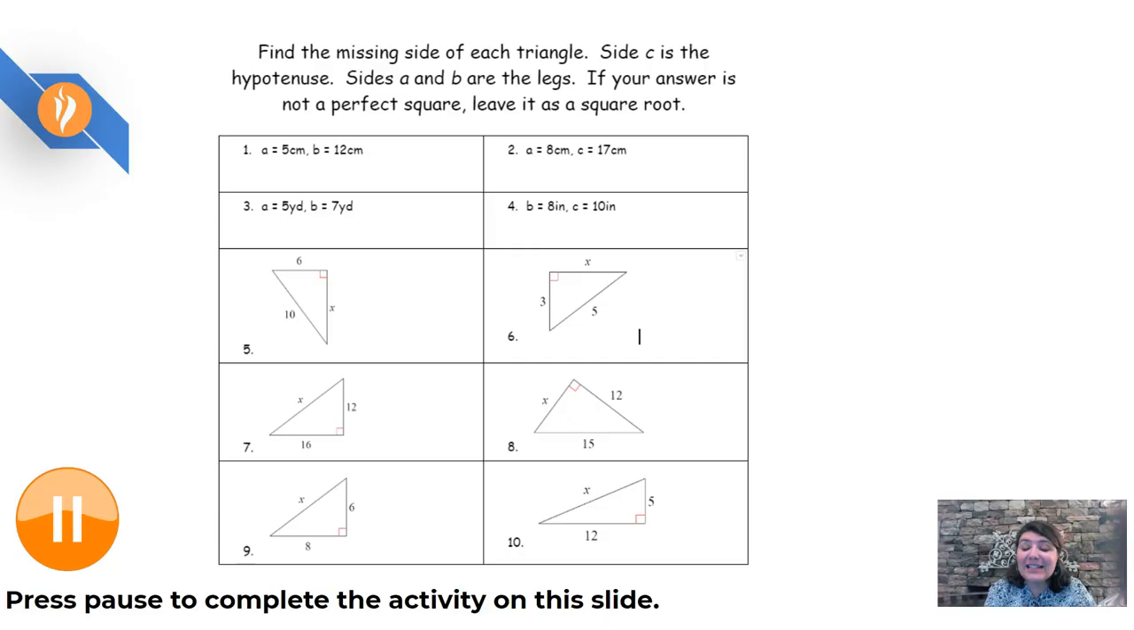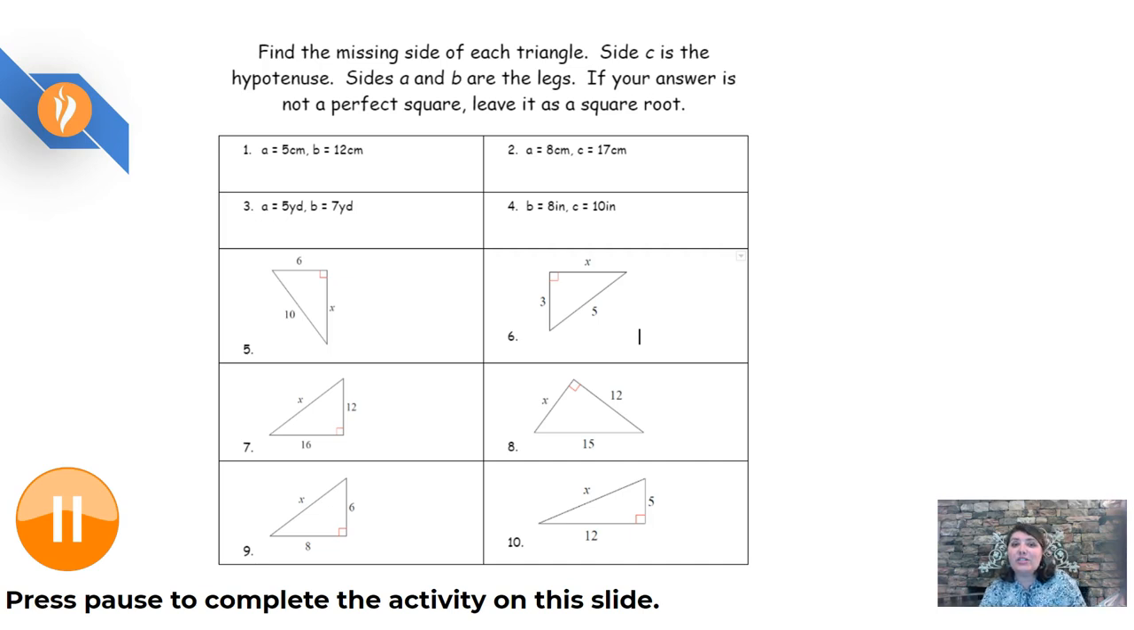All right, the next screen is going to take you to your work session. And if you'll check out your note sheet, you have these on your note sheet as well. So what you're going to do is find the missing side length of each triangle. Side C is always going to be the hypotenuse. Sides A and B are the legs.